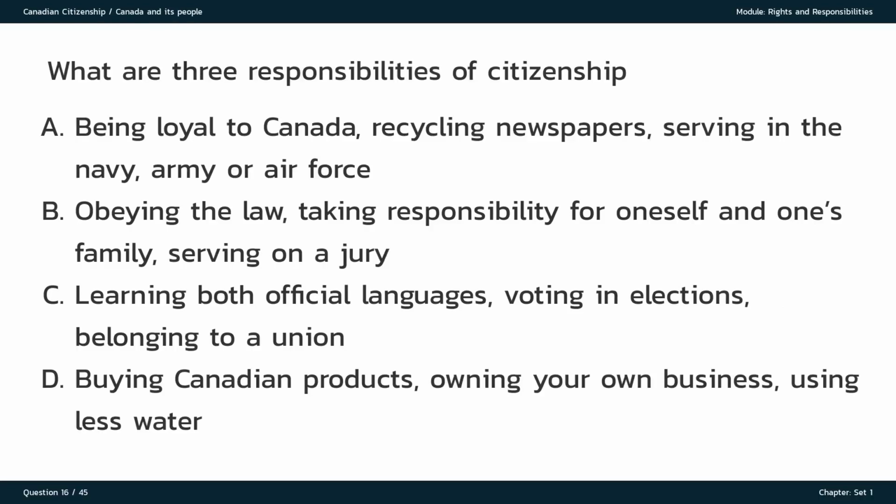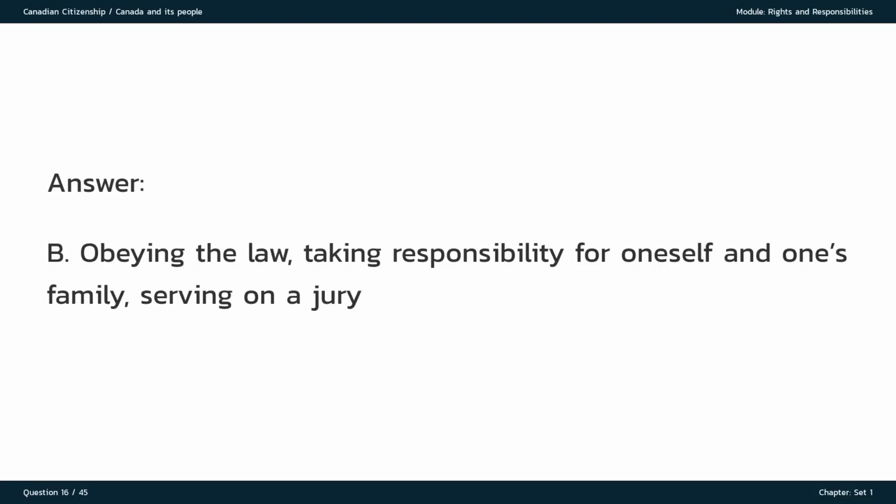What are 3 responsibilities of citizenship? A. Being loyal to Canada, recycling newspapers, serving in the Navy, Army or Air Force. B. Obeying the law, taking responsibility for oneself and one's family, serving on a jury. C. Learning both official languages, voting in elections, belonging to a union. D. Buying Canadian products, owning your own business, using less water. The answer is B. Obeying the law, taking responsibility for oneself and one's family, serving on a jury.